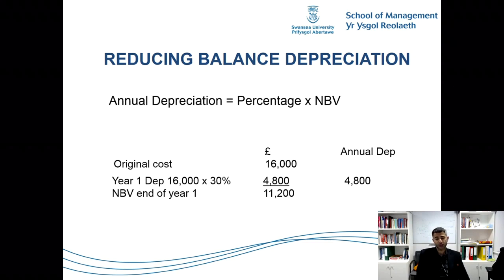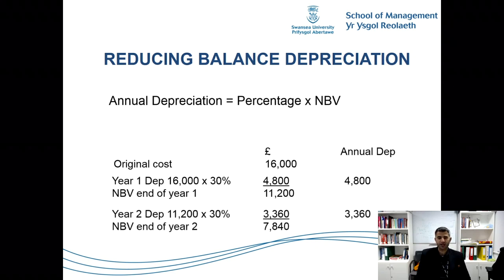Now start with year 2. In year 2, what you need to do is multiply 30% of 11,200, which is the net book value at the end of year 1. So 11,200 times 30% equals 3,360. It's the depreciation in year 2. So when you calculate the net book value at the end of year 2, you just take away: 11,200 minus 3,360.